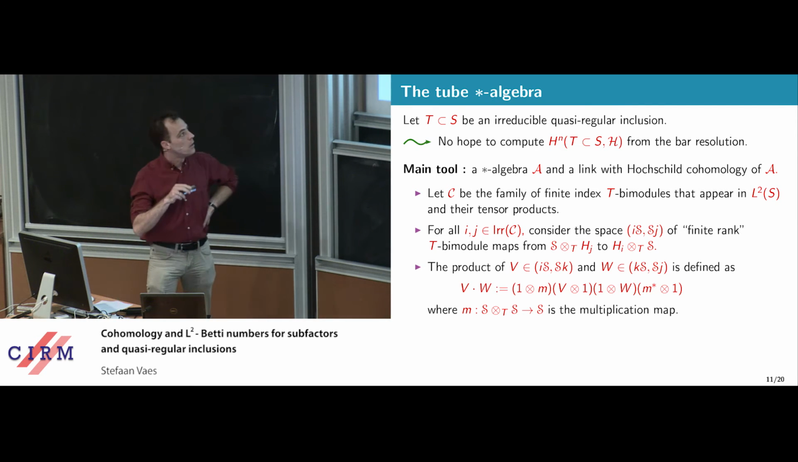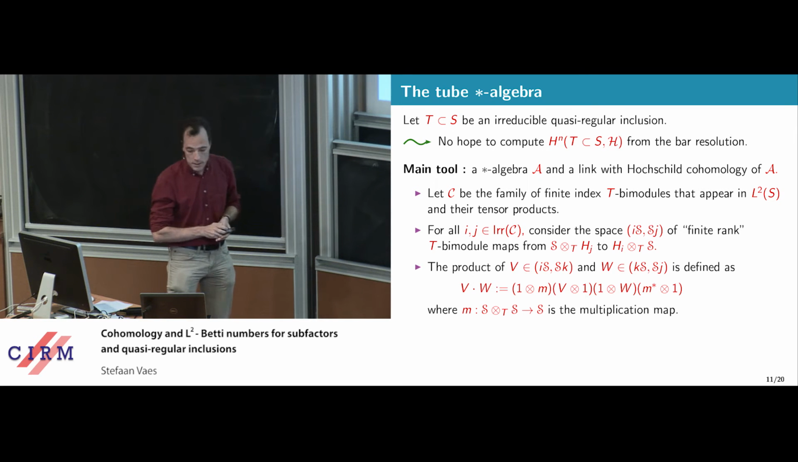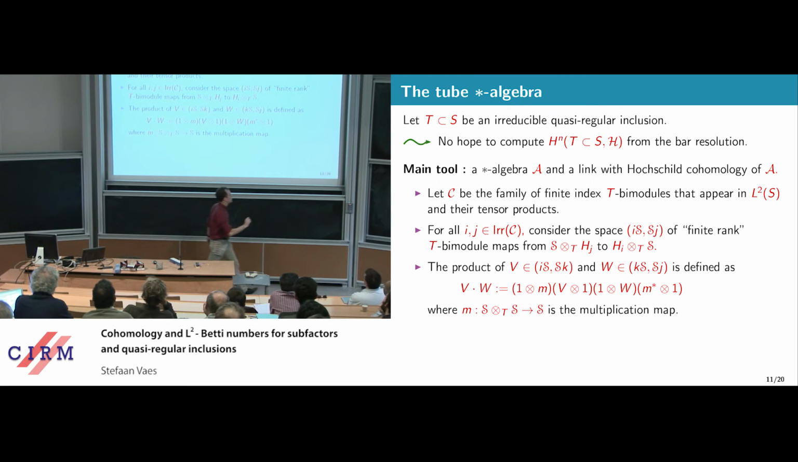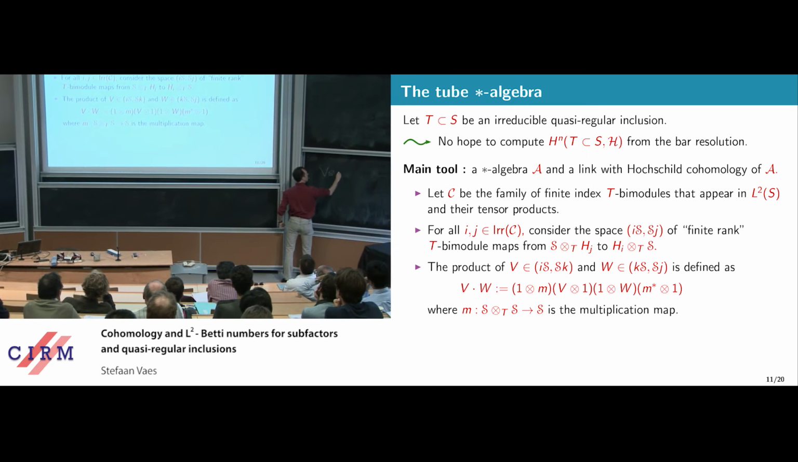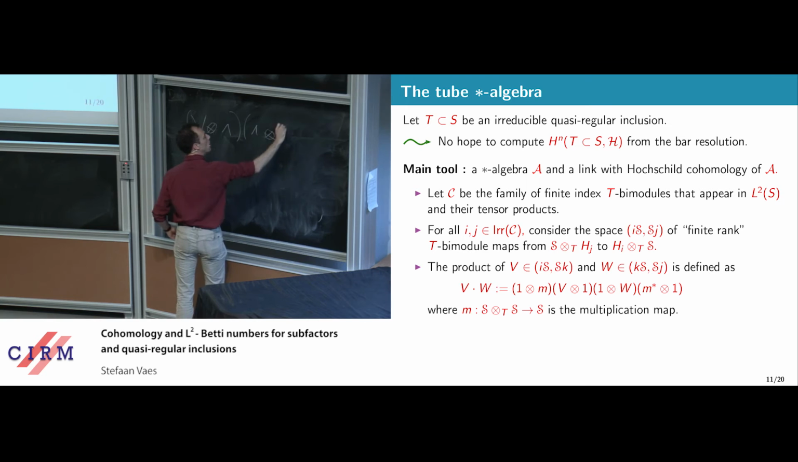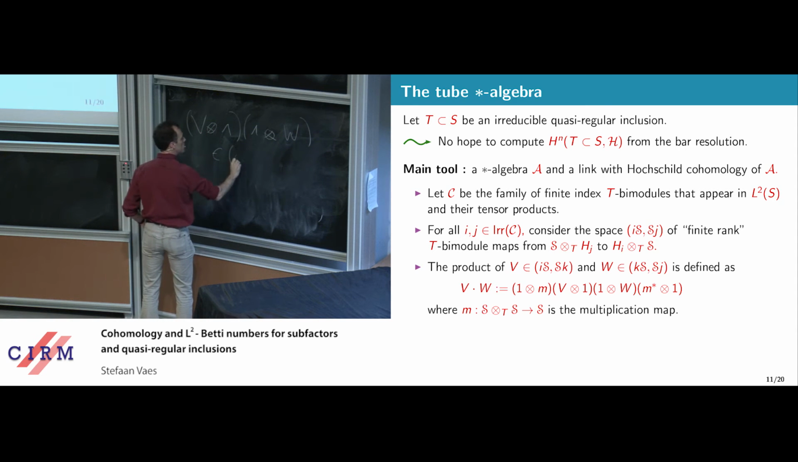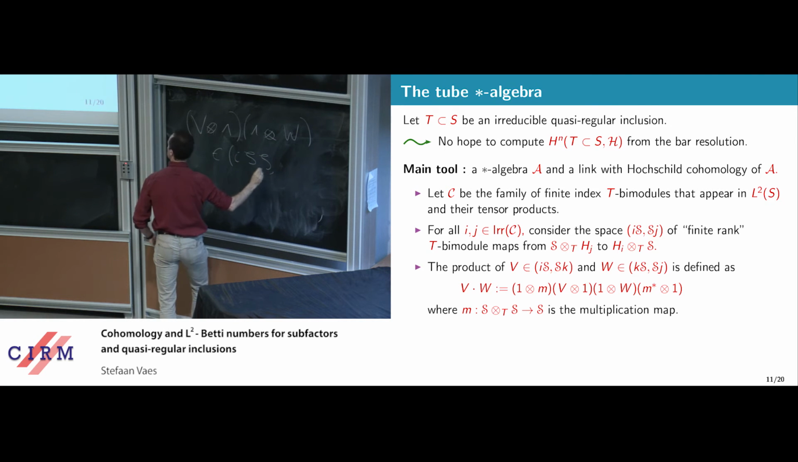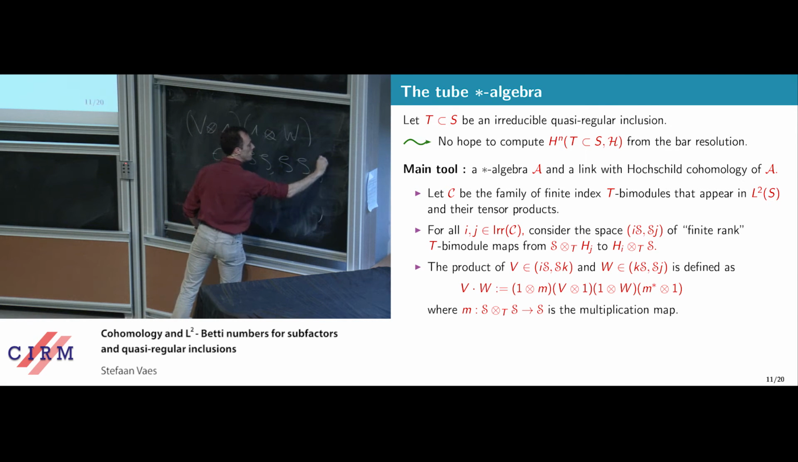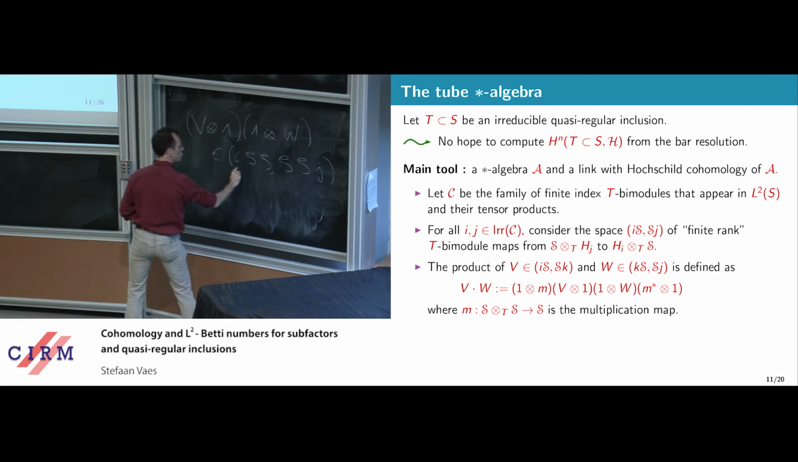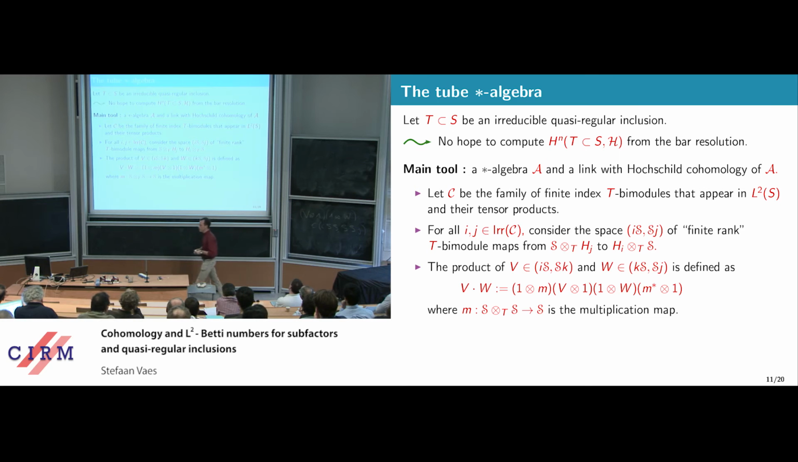And how does it go? Well, if V intertwines between two such T bimodules and W in the same way, then V tensor 1 tensor W intertwines between a triple tensor product, namely between the tensor product of S, S, and J to the tensor product of I, S, and S. And now you use the multiplication map. So I'm using the ambient algebra structure. Multiplication in the algebra is a T bimodule map in this way.